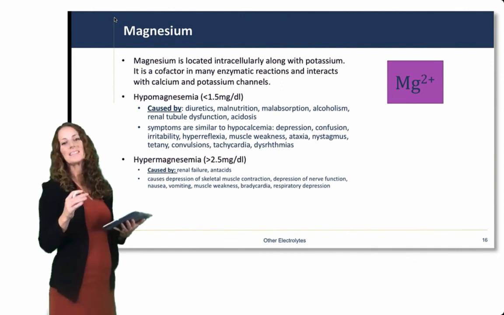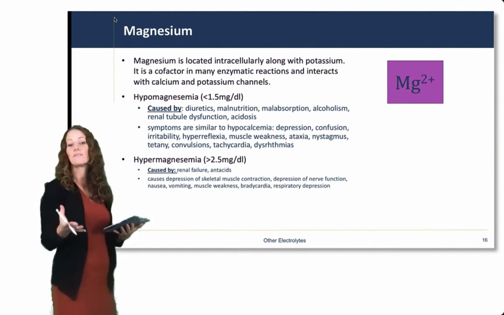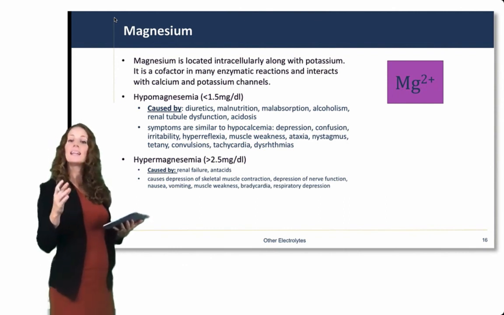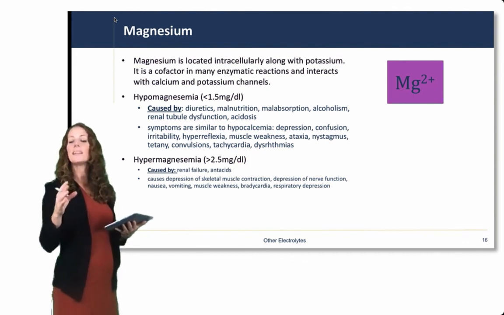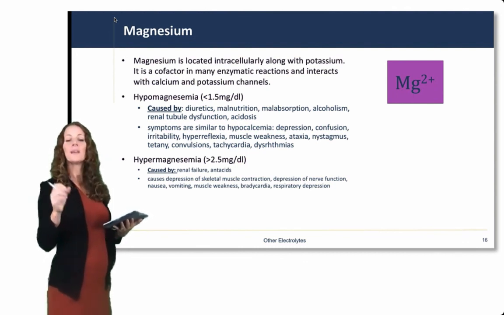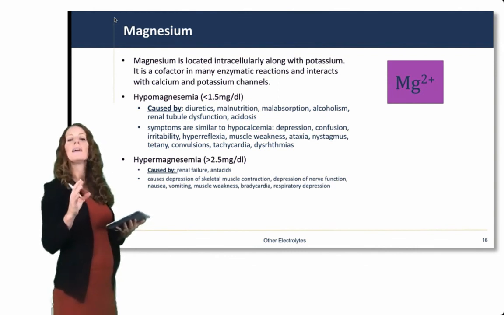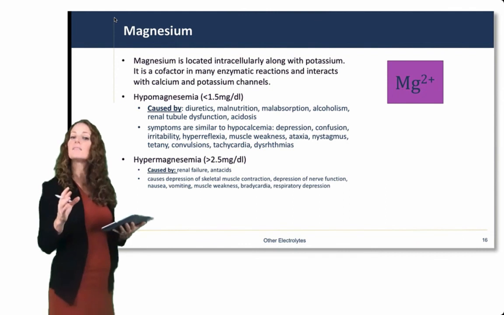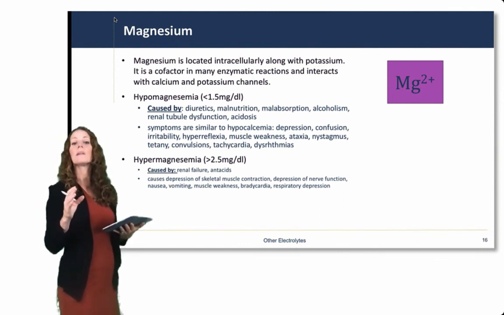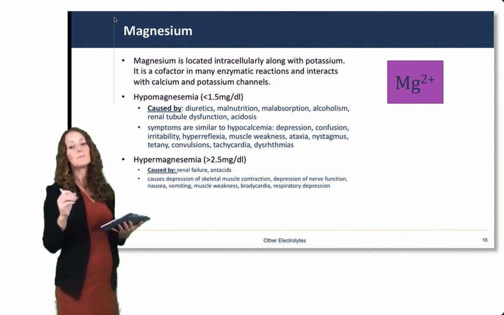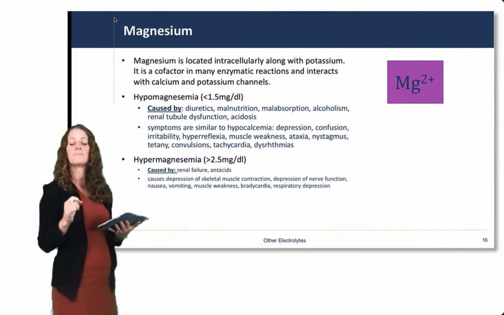Magnesium is located intracellularly along with potassium. It is a cofactor for many enzymatic reactions, and it interacts with calcium and potassium channels. Low magnesium is hypomagnesemia, which is less than 1.5, and it's caused often by diuretics. Could be caused also by malnutrition, malabsorption, alcoholism, or renal dysfunction. Symptoms are very similar for low magnesium as they are for low calcium.